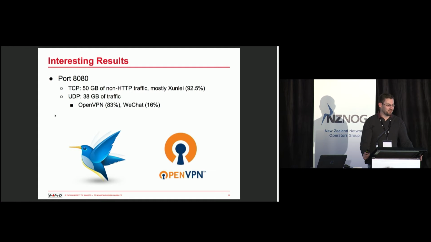8080, like I mentioned earlier, was quite big, so there was 50 gigabytes of TCP port 8080 traffic that wasn't HTTP or anything like it. That was all the Xunlei peer-to-peer file sharing program, so look out for that. There was another 38 gigs on UDP. That was all mostly OpenVPN and a little bit of WeChat.